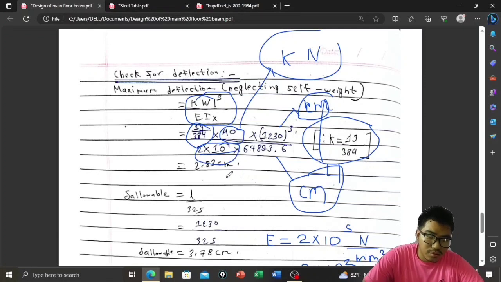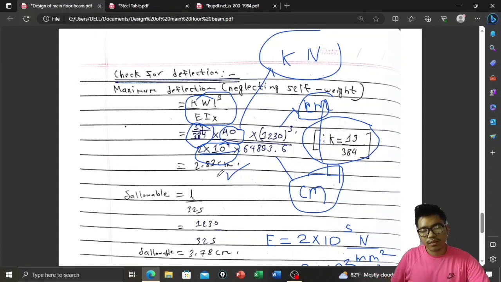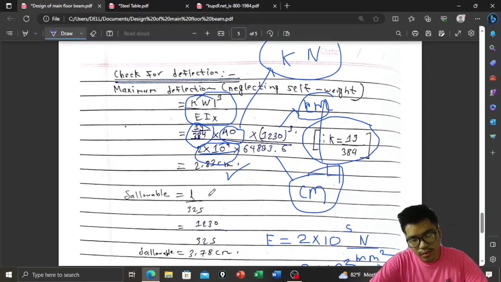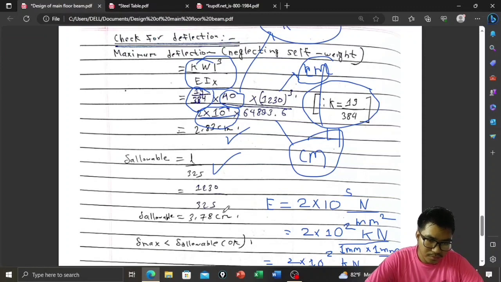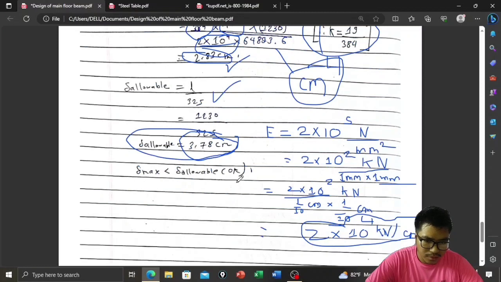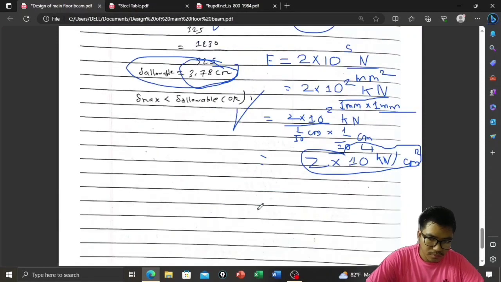So this value must come in centimeter, that is 2.83 centimeter, and the allowable deflection is L by 325. So L is in centimeter, 1230 centimeter divided by 325, it is 3.78 centimeter. So this value should not be greater than 3.78. This value 2.83 is less than 3.78, so okay.